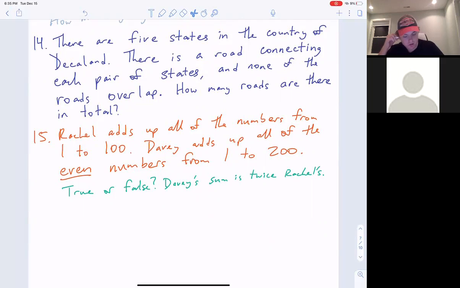Okay, and then the last question, Rachel adds up all of the numbers from 1 to 100. Davy adds up all of the even numbers from 1 to 200. True or false, Davy's sum is twice Rachel's. So what I'll do if you want to work on this at home is I'll tell you that the answer is, and I'm about to say it, so pause the video if you don't want to know the answer, but the answer is true. And what you should do is write out the first few numbers that Rachel adds up and write out the first few numbers that Davy adds up and just look at them, compare them, right? And see, would this indicate that Davy's sum is twice Rachel's?